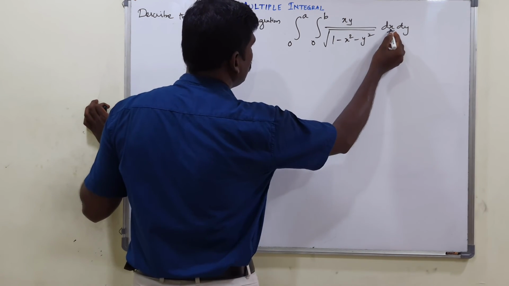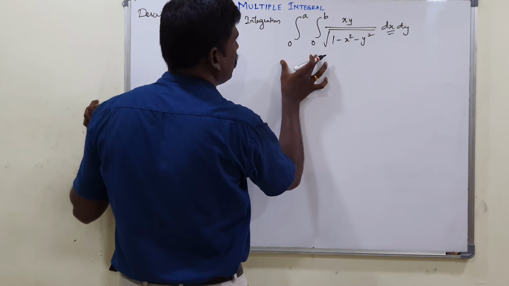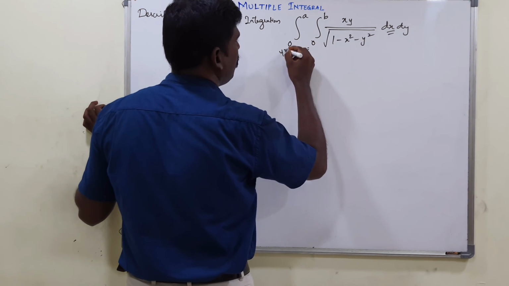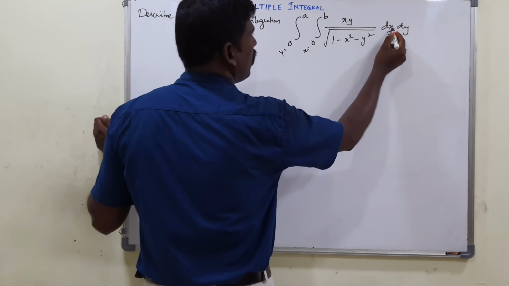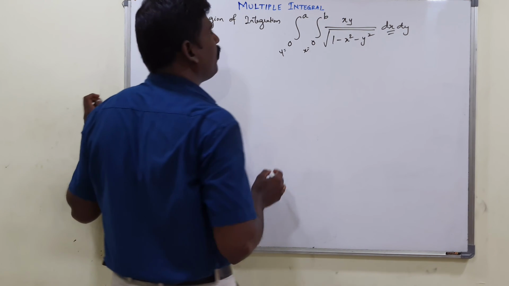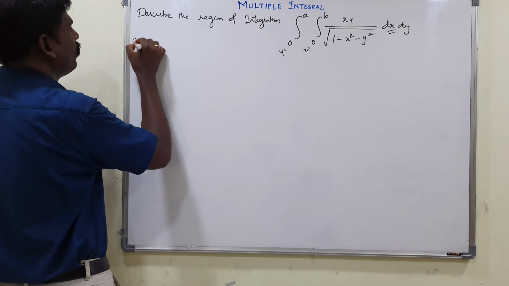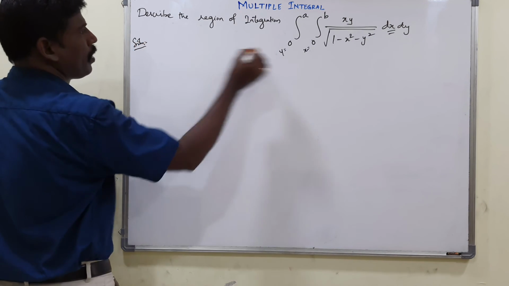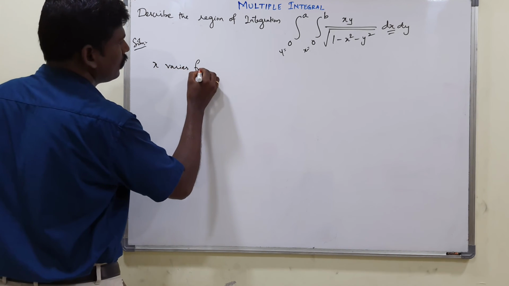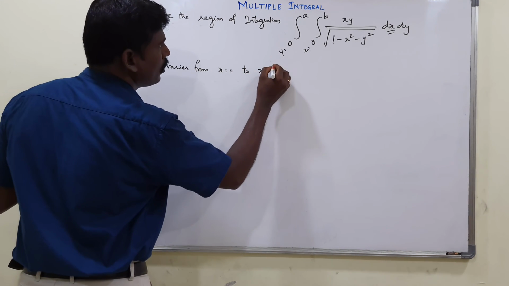Here the integration with respect to x comes first. All are constants, isn't it? So you have to take this as the limit for x and this as the limit for y. Because the integration with respect to x is given first, this can be taken as the limit for x, and the remaining one is the limit for y. From the problem, x varies from x equal to 0 to x equal to b.